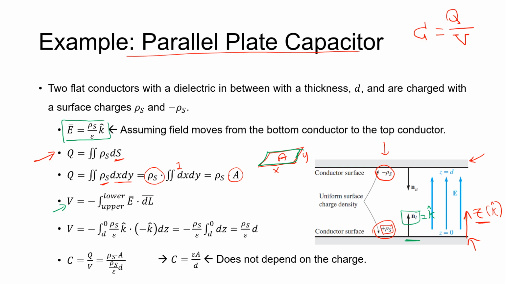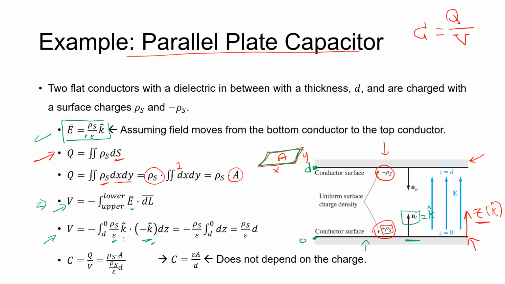Substitute by this equation in this integration, we got to move here. So we start from d here, and we go to 0, this one, 0 and d. And then we substitute with the electric field from this equation, rho s over epsilon in the direction of k, multiplied by the perpendicular to this surface, which is k, dz.